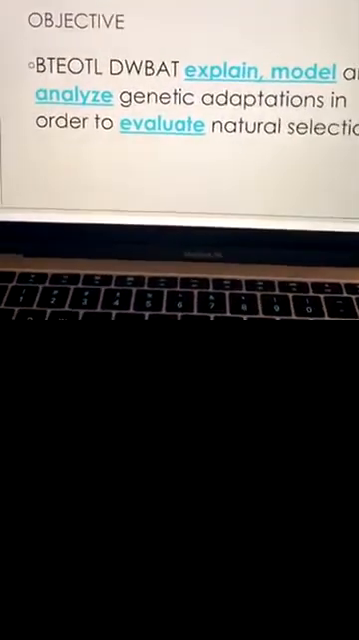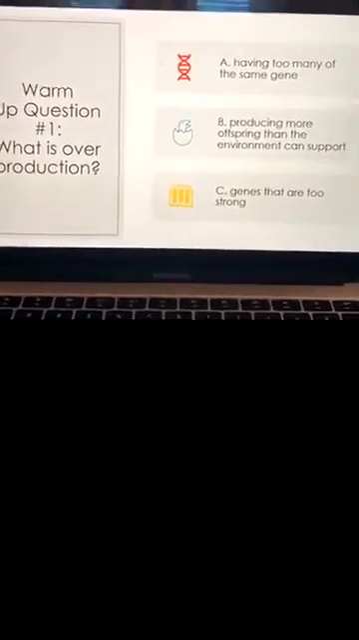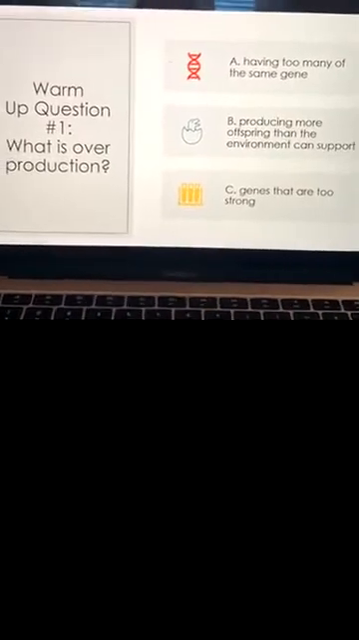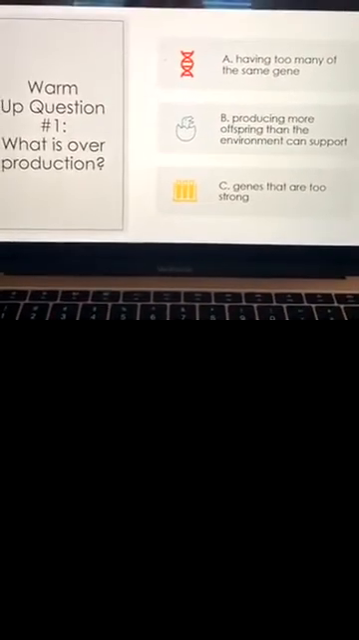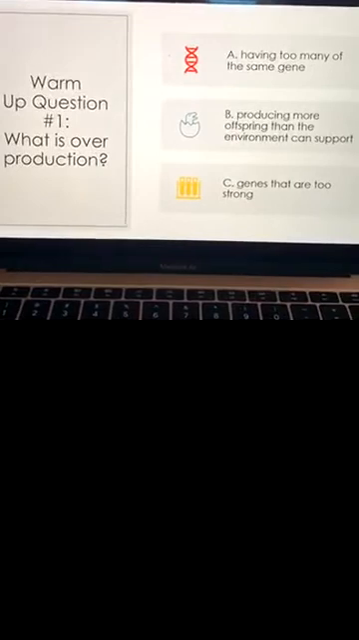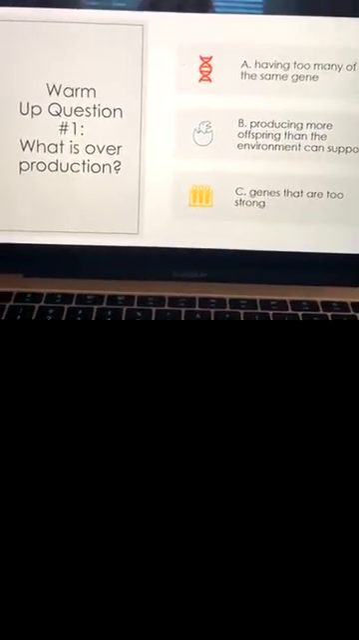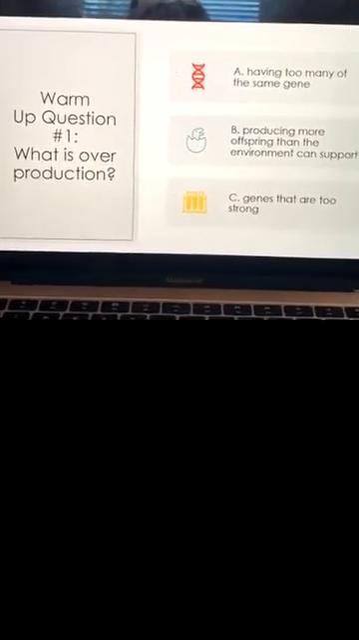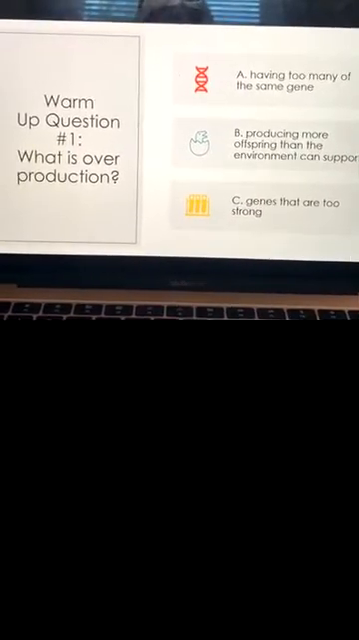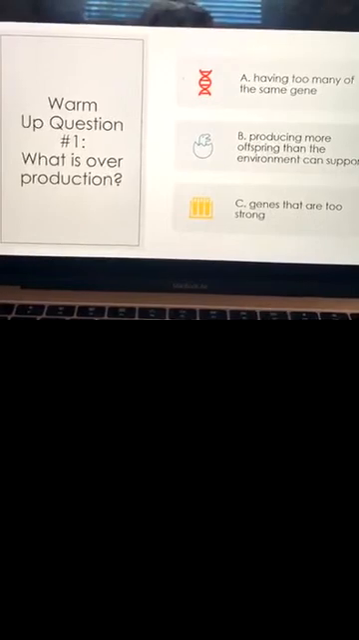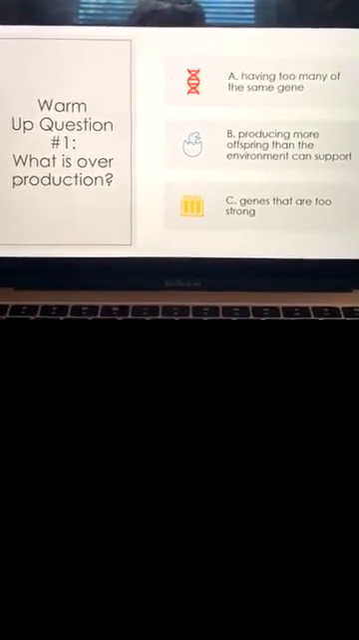Great job. All right, so moving us forward, going through our warm-up questions. Warm-up question number 1, it said, what is overproduction? What answer did you have for number 1? I put B. B was correct. What did B say? Producing more offspring than the environment can support. And where did you find that information? And page.